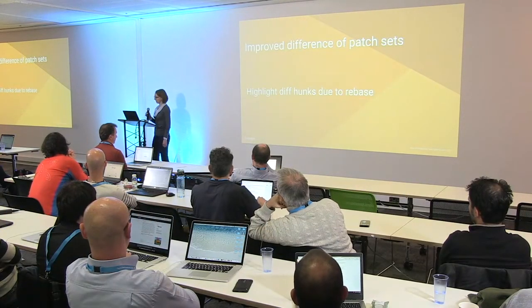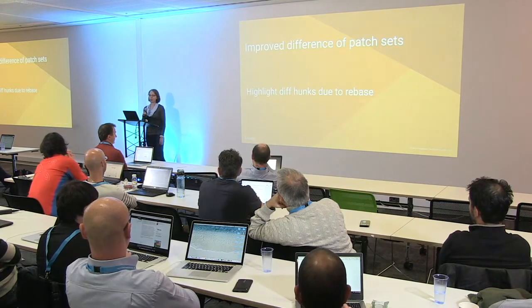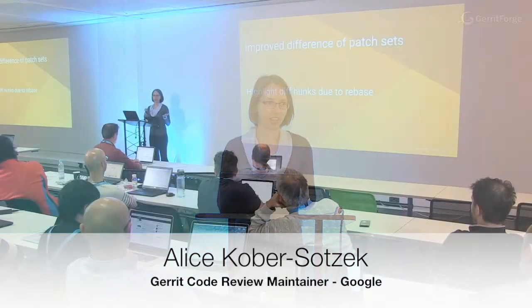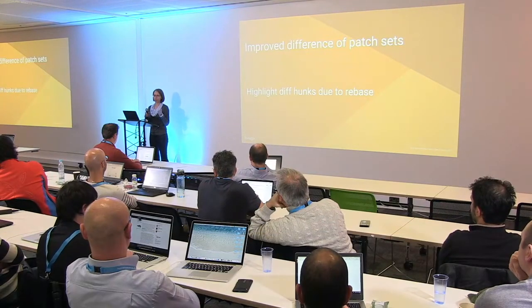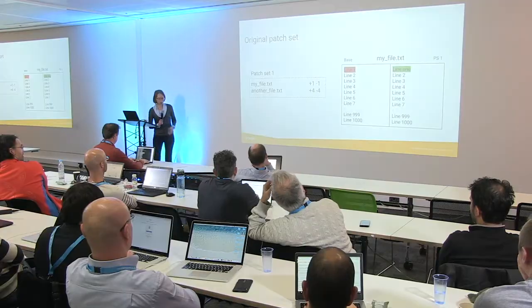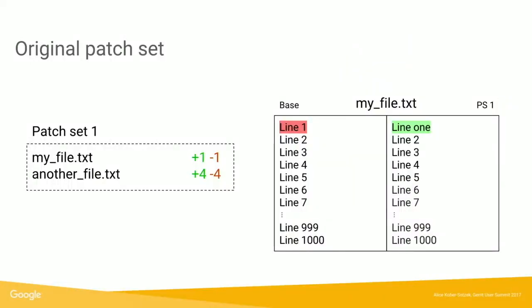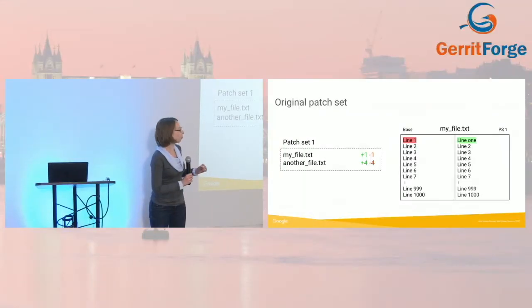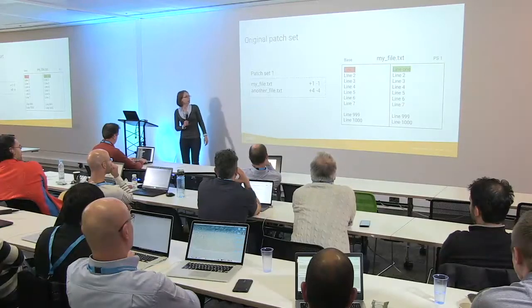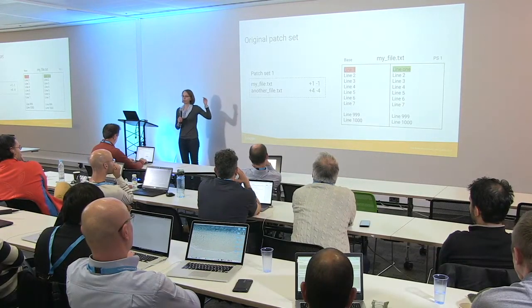In 2.15, we improved the way we compare patch sets against each other, and compare how 2.14 and 2.15 would behave in that case. Let's say we just have this little change, one patch set, and we have 2 files on it. In the first file, we just have 1 line. It's on the right side. There's the content. So we just have the first line modified.